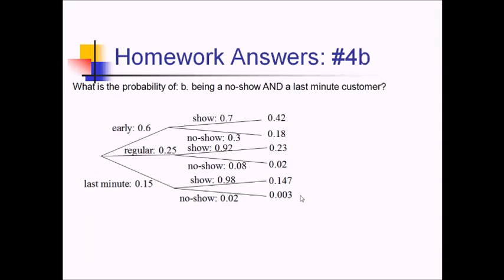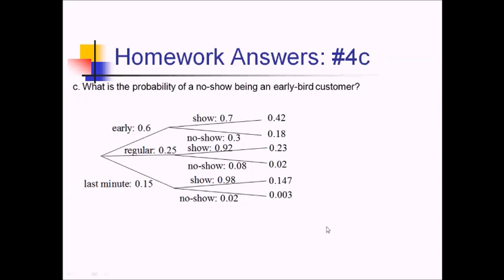For part B, what's the probability of being a no-show and a last-minute customer? So this one, we're asking the probability of being both of these at the same time. This is not conditional probability. This is just straight up, we meet both of these conditions. So that's going to be, let's see, no-show and last minute. That's this leaf right here, 0.003.